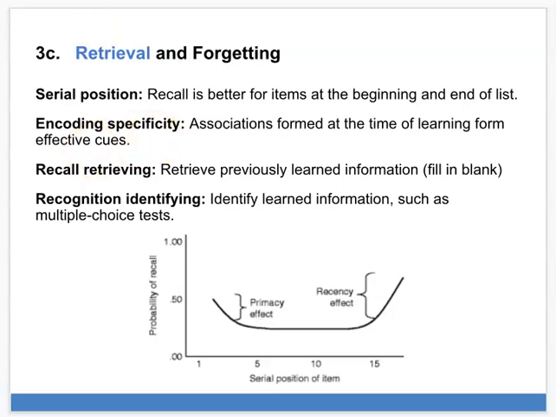Encoding specificity. When it comes to retrieval, the better you encoded the information, the easier it's going to be to find it. So if you simply used, it says here, associations formed at the time of learning form effective cues. So if in reading this chapter, you just read over the chapter and repeated a few things to yourself, that is very weak encoding, as we know.